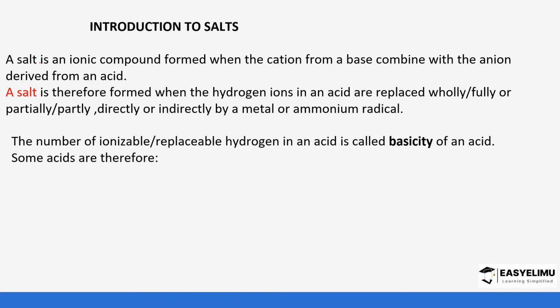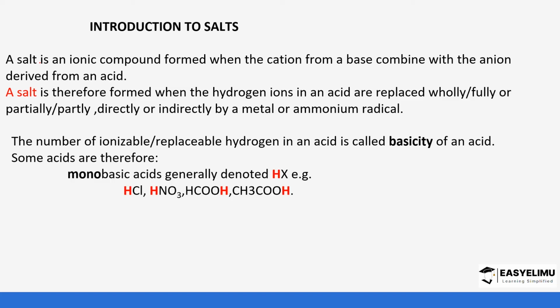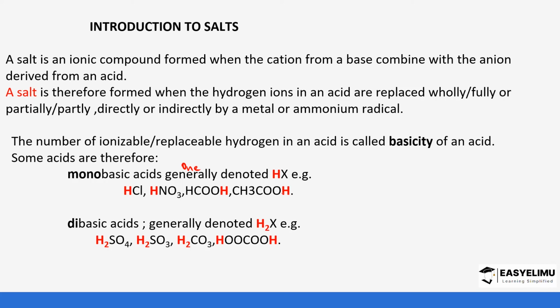The number of ionizable or replaceable hydrogen in an acid is usually called the basicity of an acid. The hydrogens that are replaceable in an acid usually form a certain type of salt. Now when you consider the different types of acids that are available, we have the monobasic acids. These are the acids that have one hydrogen. Then we have dibasic, which have two hydrogens, and we have tribasic, which have three hydrogens. These are the ones that can be replaced.